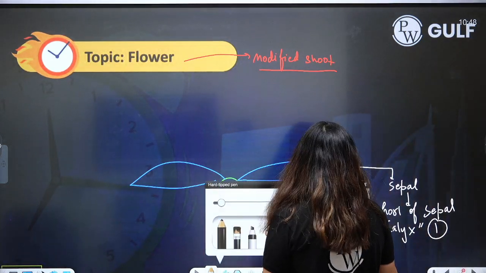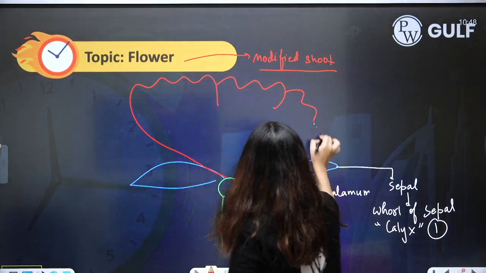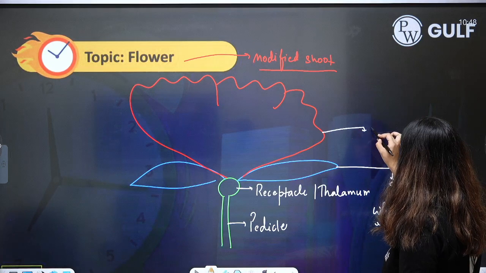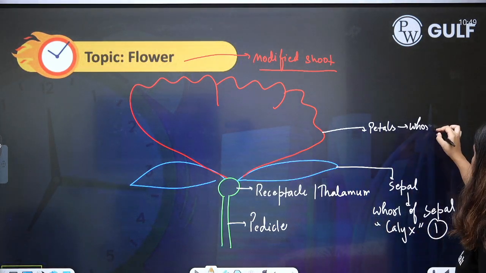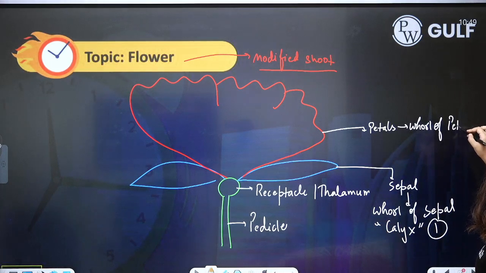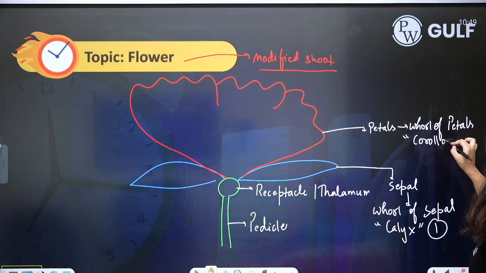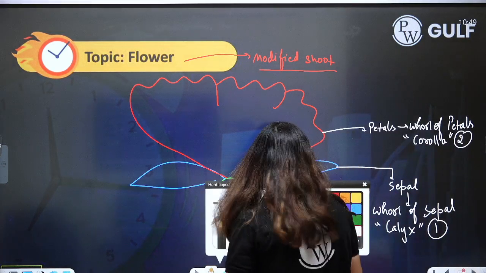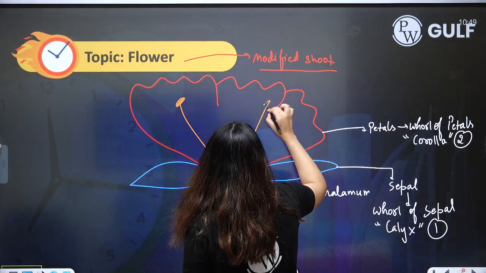Then you see the beautiful petals, right? And the whorl of petals is known as corolla. Then you see the male part, stamen.